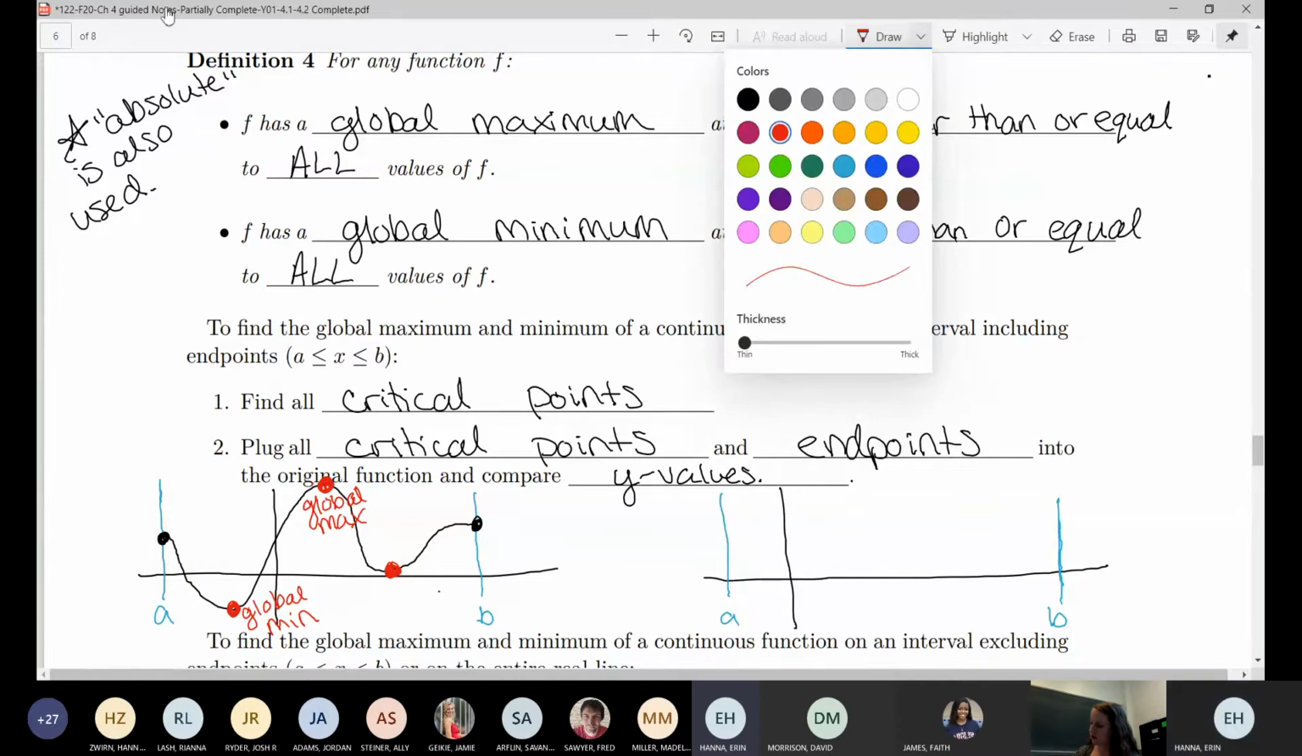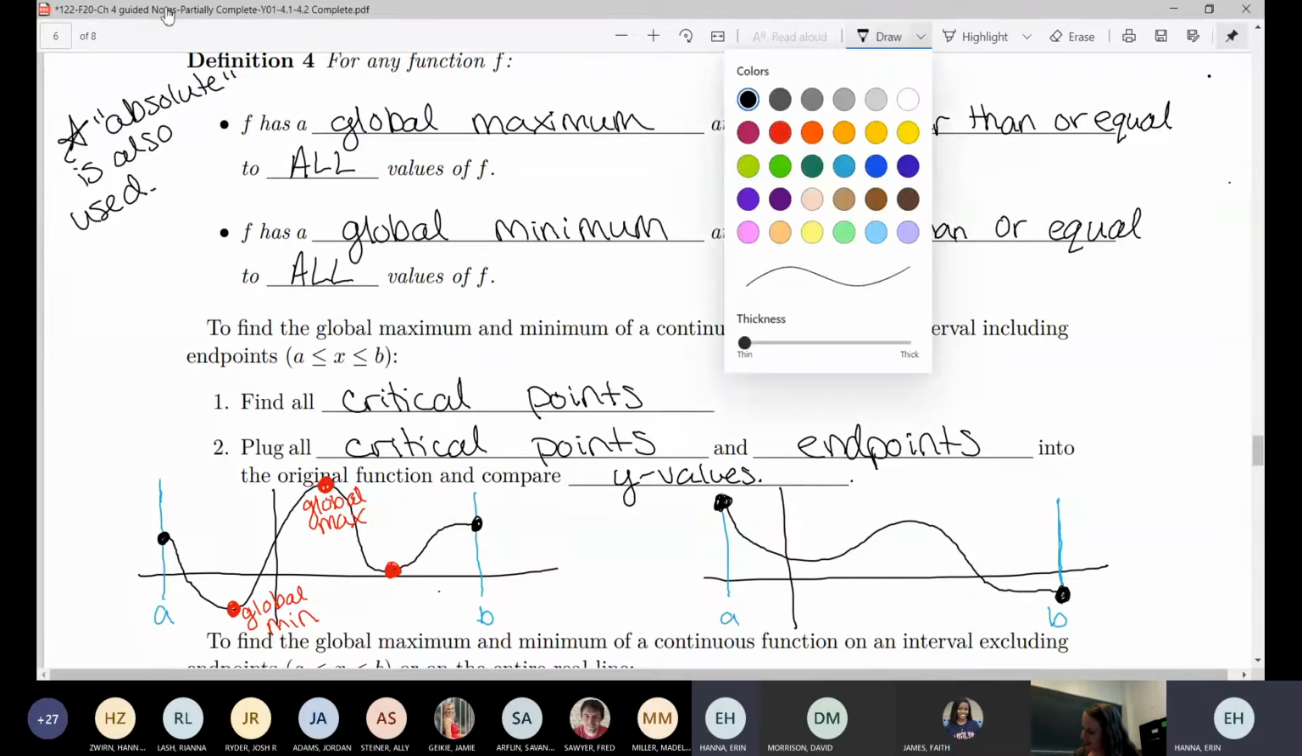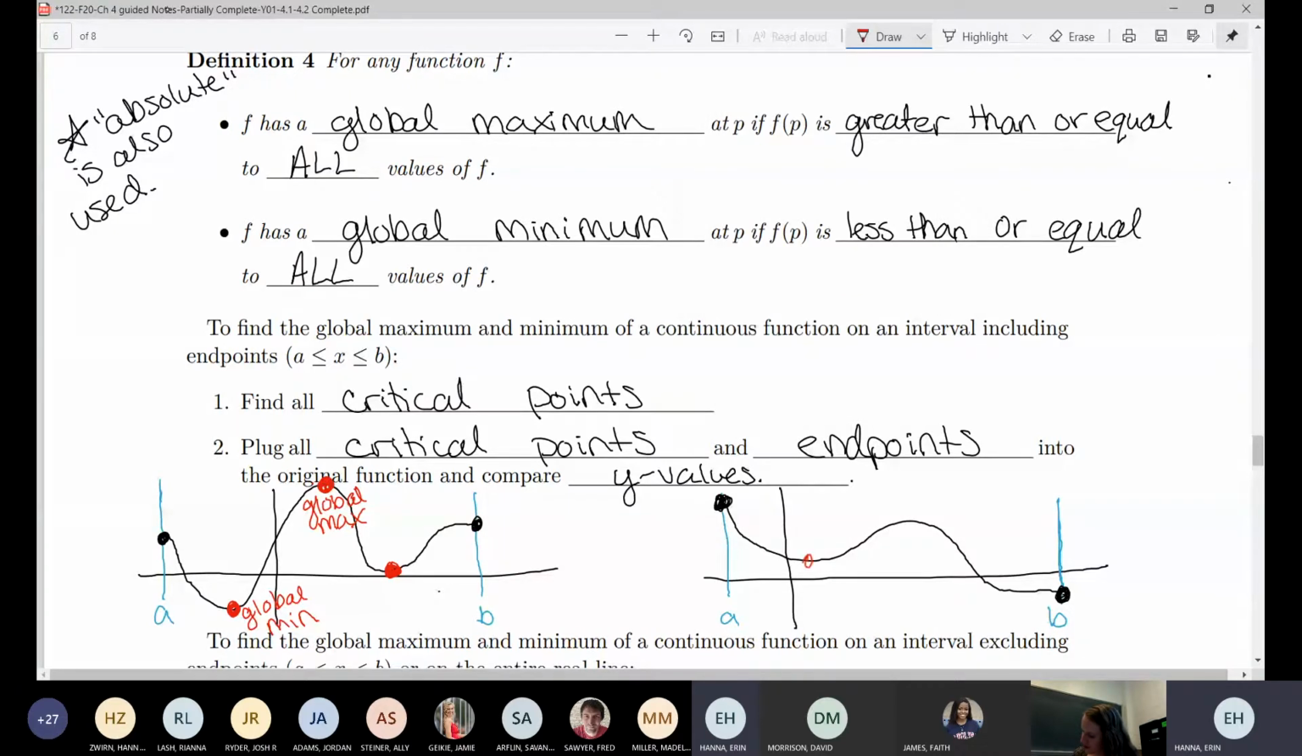So say we had a different function that looked like this. And there. And we go. Short. So we'd have a local min here and a local max here. But if we consider the y values of those local maxes and mins, neither of them is higher or lower than absolutely any other point on that graph.